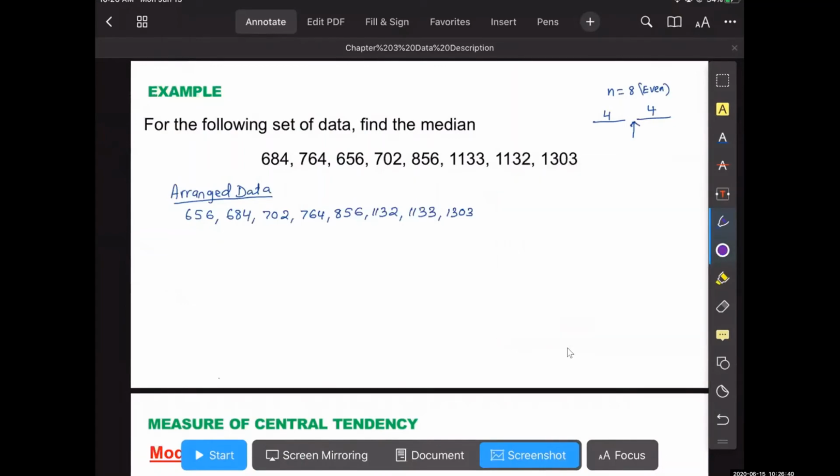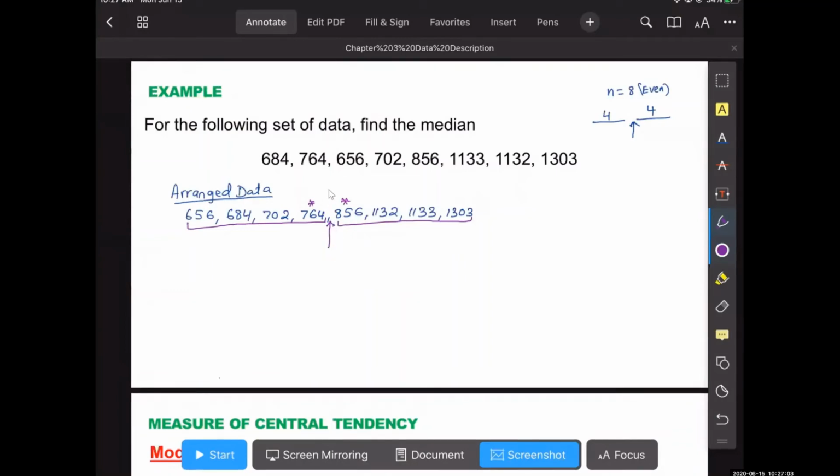Yes. Okay, so we do this. We have 1, 2, 3, 4 on this side. 1, 2, 3, 4 on this side. Here is the median. Median should be in the middle of these two numbers. Okay, median should be in between 764 and 856. And you don't see anything over here. Do you have anything in the middle?